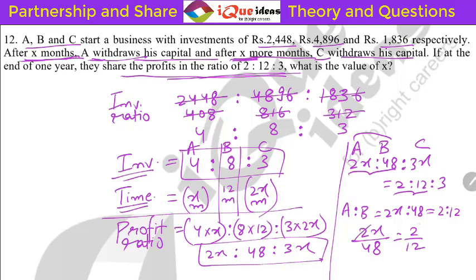So I think 2 and 2 cancel. 12 cancels 48 4 times. So simply X is equal to 4. So this was a very easy question, though the presentation was a little tricky. Question is, what is the value of X? So the value of X is equal to 4, and it was 4 months. Okay. Now the next one.